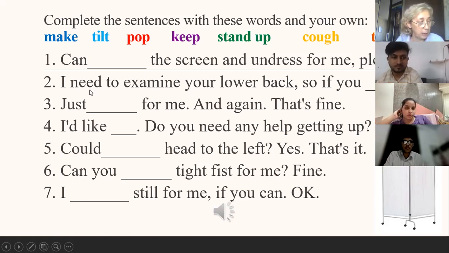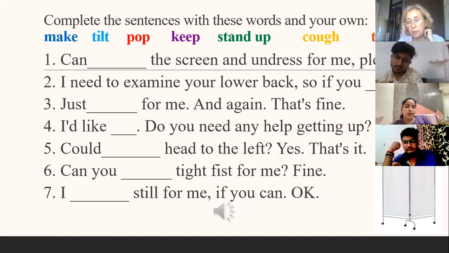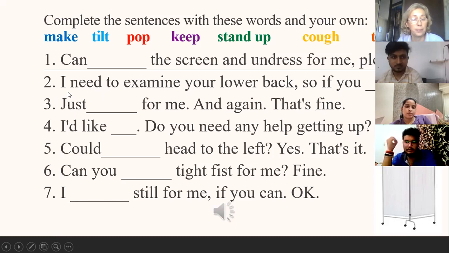Good. The next is for Priyesh. Ma'am, I was on mute. Actually, I was trying to speak. Ma'am, question number 1, we can also write can you stand up against the screen and undress for me. Stand up behind the screen. It depends on the situation, so where the people are, so it's also possible. Thank you.